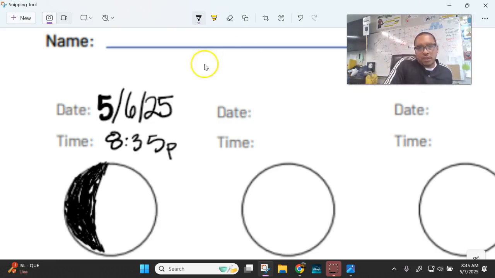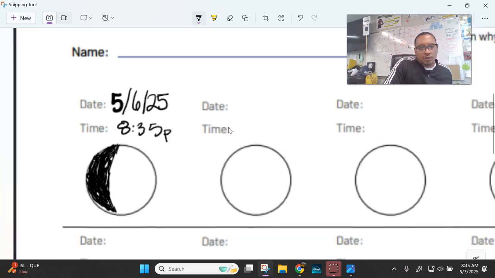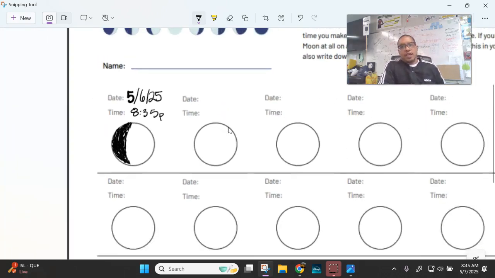So this is what the beginning of your actual moon observation journal should look like. And you should just have it for each day. Now, if you were not able to, set a timer. Set an alarm for yourself: did you check the moon? Maybe set it at like 8 o'clock, whatever time you think is going to be good for you. But make sure you get that done going forward, okay?